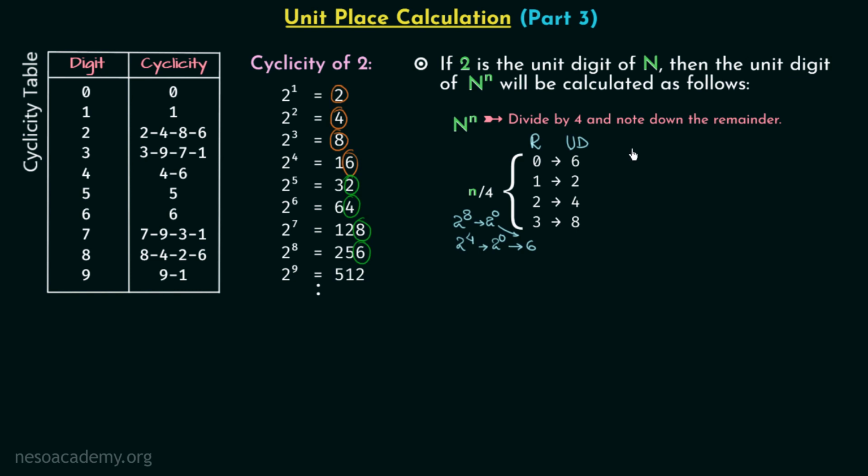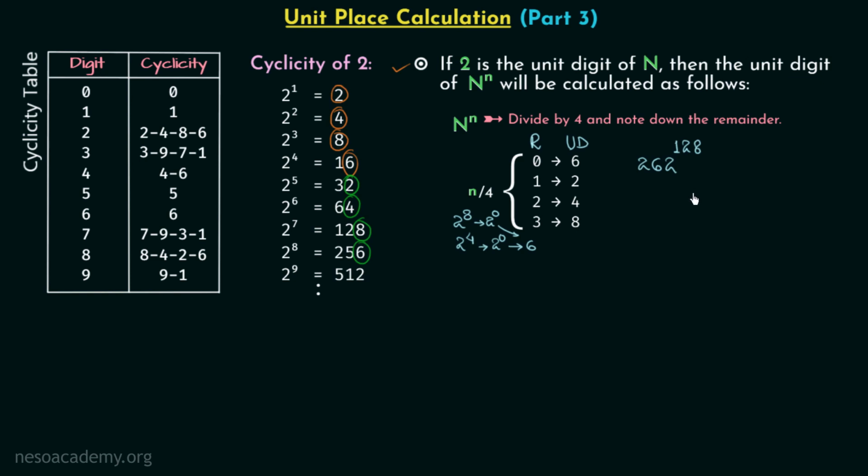In this example, let's say we have a number 262, and this number is having the power equal to 128. And we are required to find the digit at unit place of 262 raised to power 128. Now when we focus on the number 262, we can see that the unit digit is equal to 2, and therefore we can use this rule.